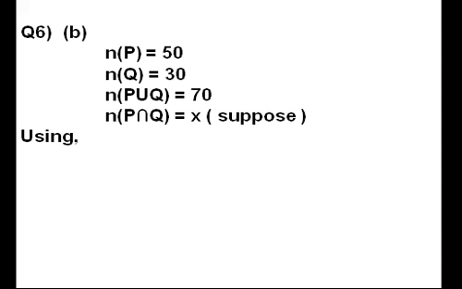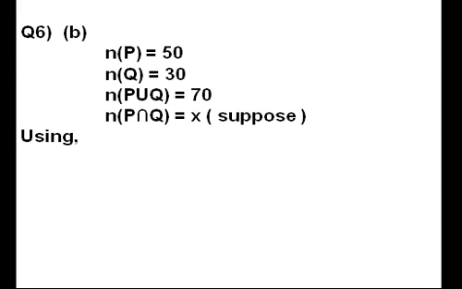Moving ahead with question number 6. I have picked up the second part of question number 6, that is the B part. Here the cardinal number of P is given as 50, the cardinal number of Q is given as 30, the cardinal number of P union Q is given as 70. So three things are given and we have been asked to find the cardinal number of P intersection Q. So I have assumed it to be X.